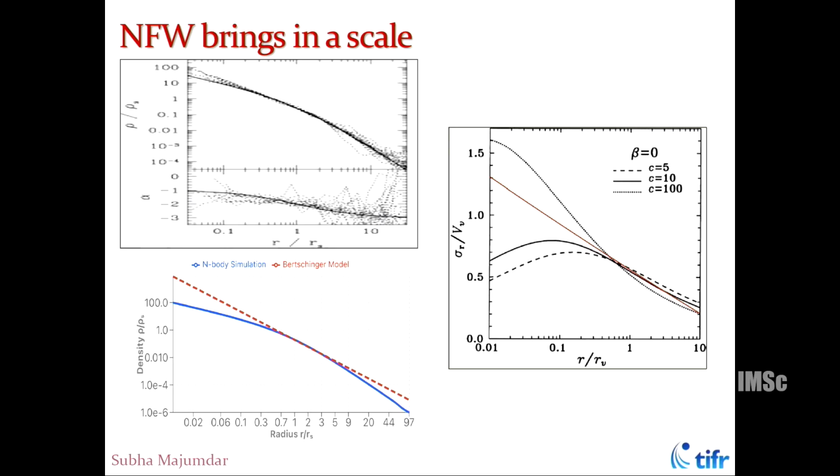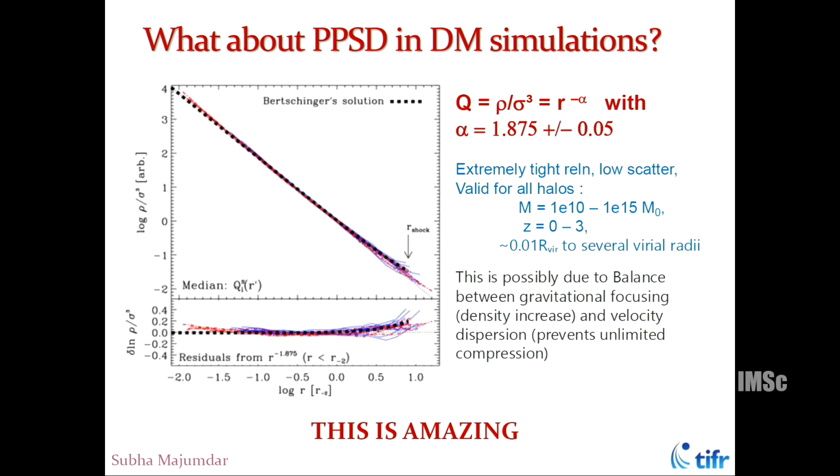What happens to the pseudo phase space density? So pseudo phase space density will come from this and this, right? If I look at the pseudo phase space density from simulations, this is what they find. And this is universal. Across different simulations, thousands of halos, only dark matter of course, you have a very similar, very tight relation.